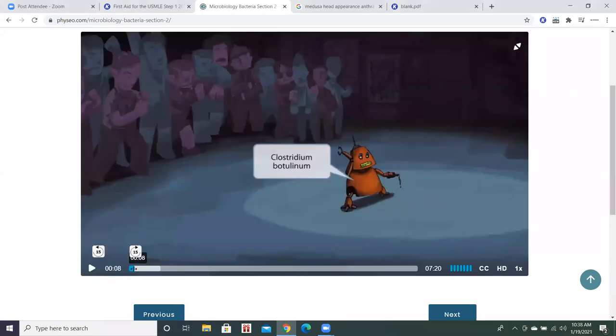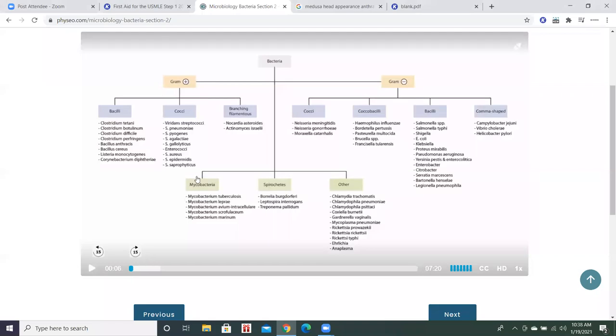Okay. So we're just going to watch one video to make sure that we do not mix up GABA and glycine with acetylcholine. Okay, let's get this started.